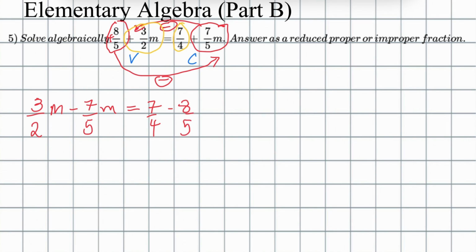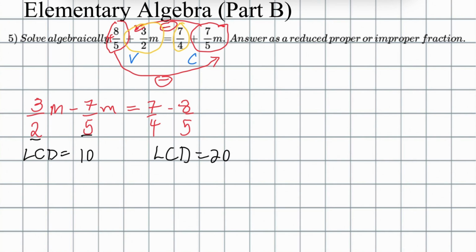Now the next step is to find the lowest common denominator, which stands for multiplying this value and this value. On the left side, where we have the variables, the lowest common denominator is 10 because 2 times 5 is 10. And the lowest common denominator on the right side is going to be 4 times 5, which is 20.